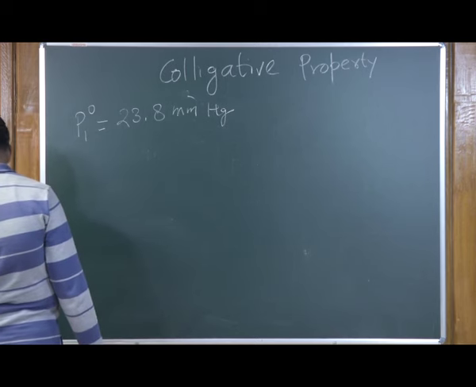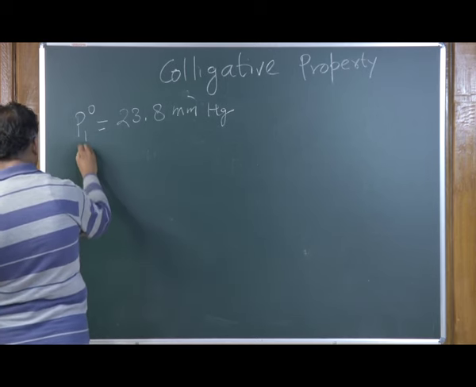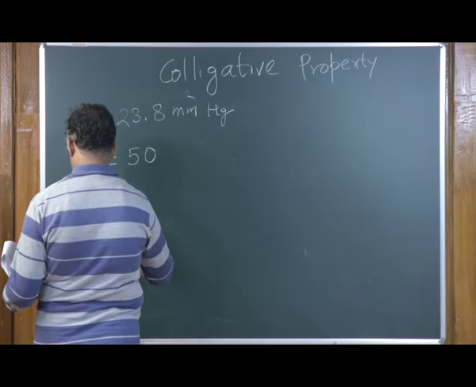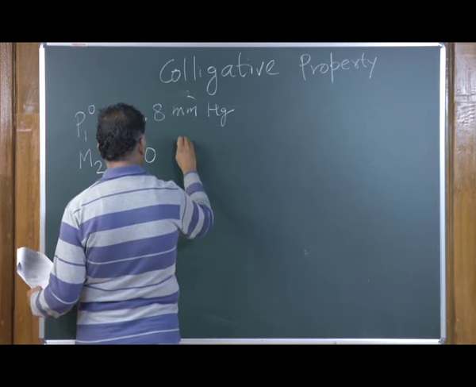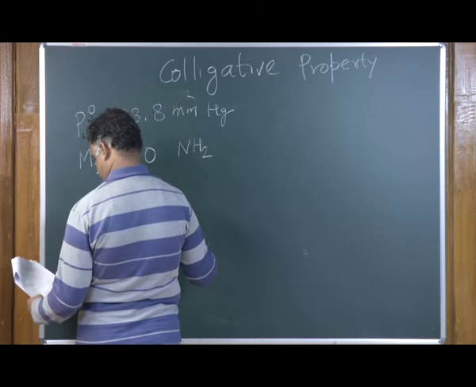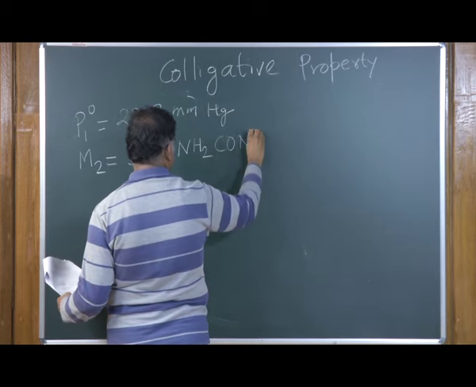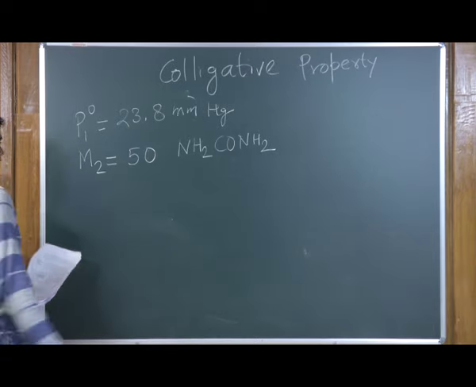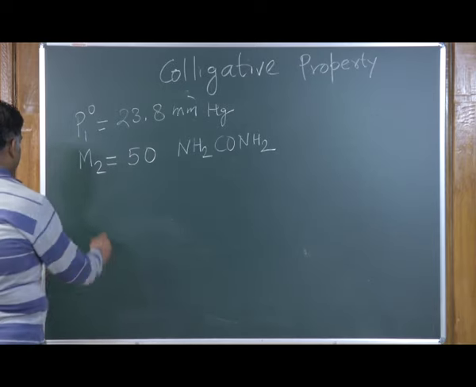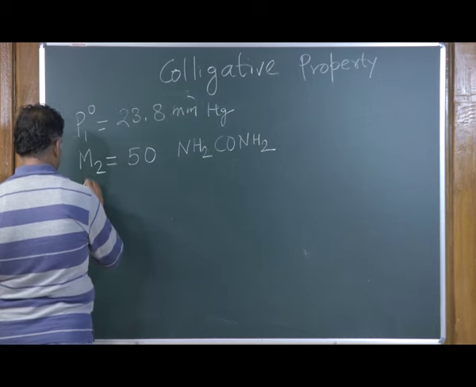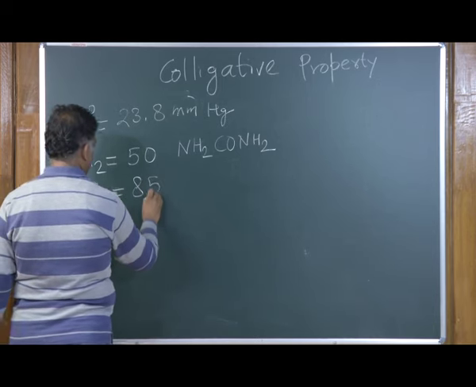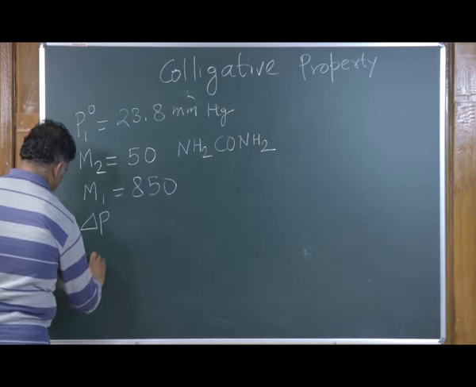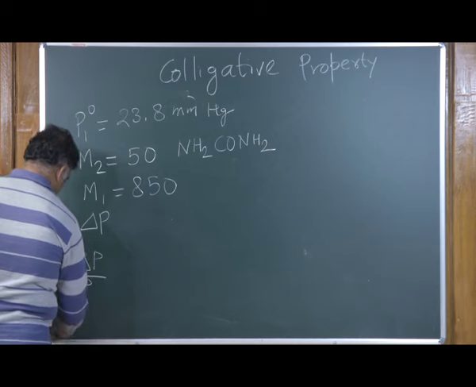50 gram of urea is dissolved. So, the solute is urea. So, weight of urea is 50 gram. Since we will need the molecular weight, I am just going to write the molecular formula of urea, that is NH2CONH2. So, 50 gram of this solute in 850 gram of water. It is asking first the lowering and the relative lowering, delta P by P1 0.